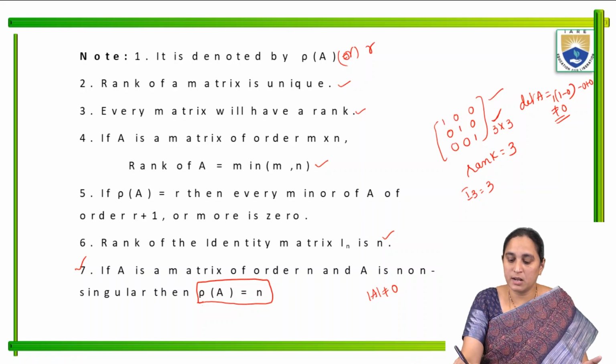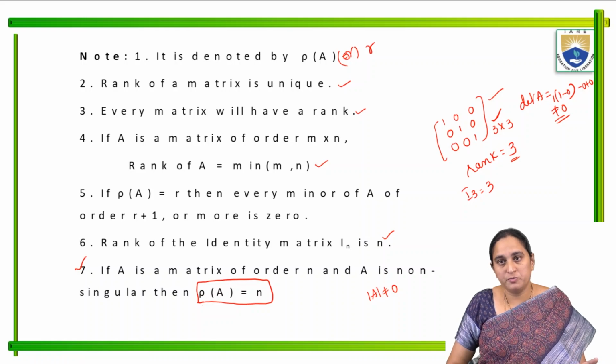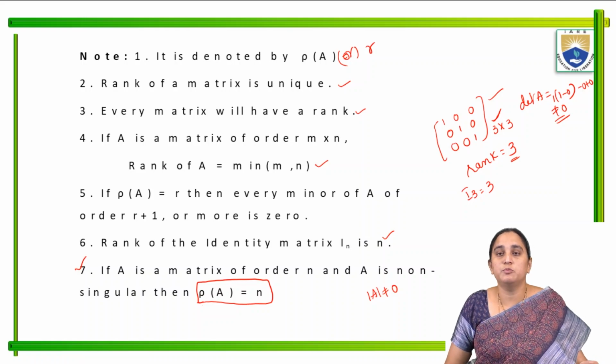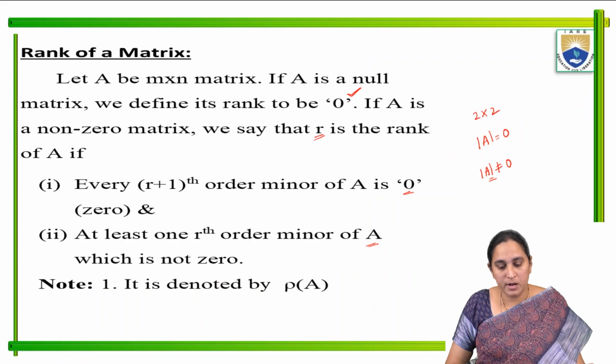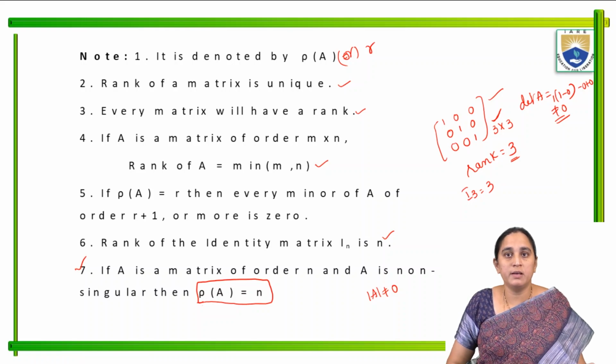Therefore, the rank is equal to 3. This is the important point for the rank. And next, what about the null matrix rank? Null matrix rank is always equal to 0, and identity matrix rank is always equal to n. Another main point here: rank of a matrix is always unique, and every matrix will have a rank. And the fourth point: if A is a matrix of order m by n, then rank of A is equal to minimum of m, n.